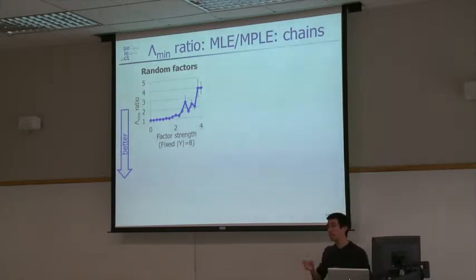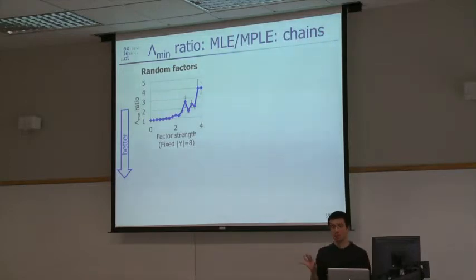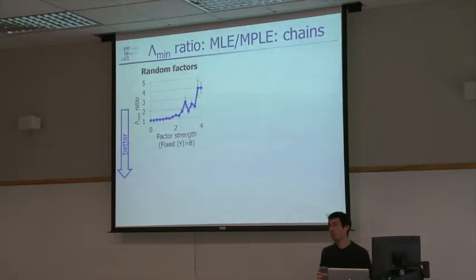Max likelihood, which is what we want to optimize, and max pseudo-likelihood, which is what we want to optimize, do better the lower this graph is. So essentially, as the factor strength increases, doing the pseudo-likelihood approximation is going to hurt you more and more.